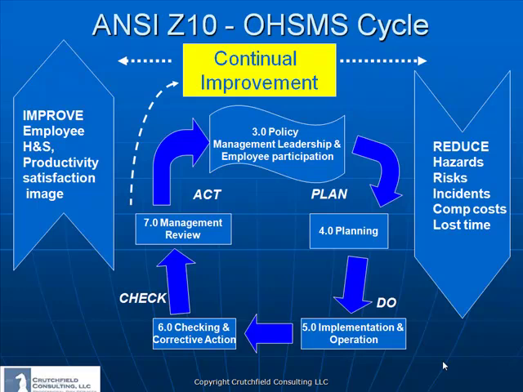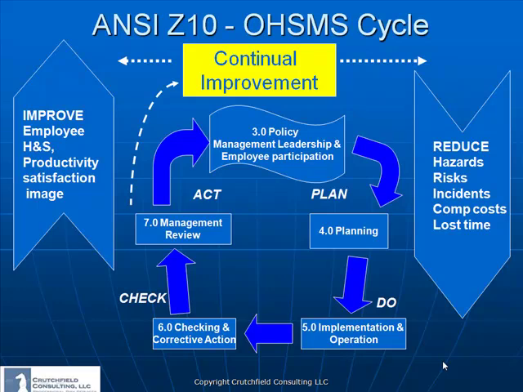The ANSI Z10 focuses on bringing into the organization a continuous improvement process by establishing under its 3.0 a policy, 4.0 having a plan in place, implementing and operations under Section 5, and then under Section 6, checking for corrective action. A complete process can be developed. Last but not least, under 7.0, there is a management review. Many of these concepts are already in place in many organizations.